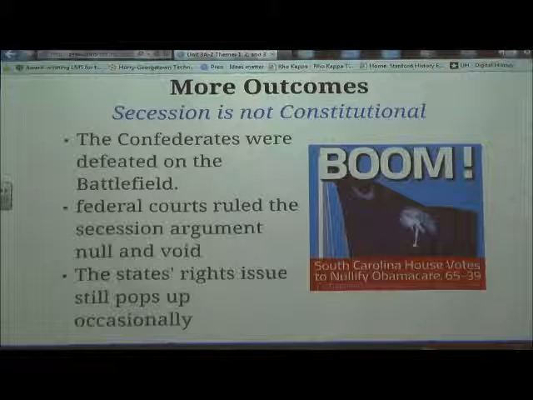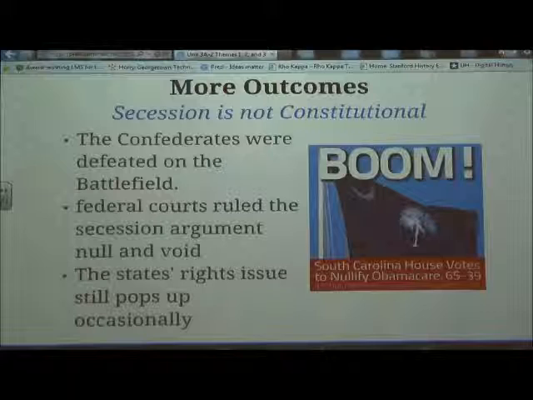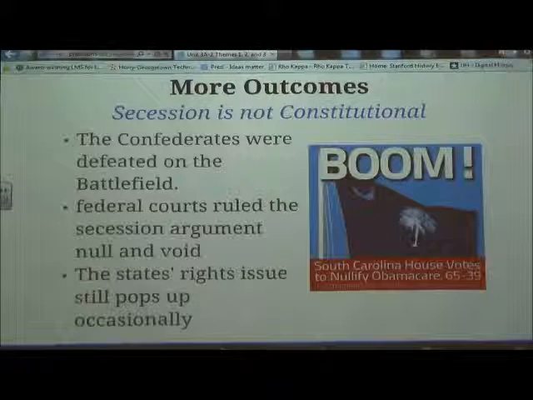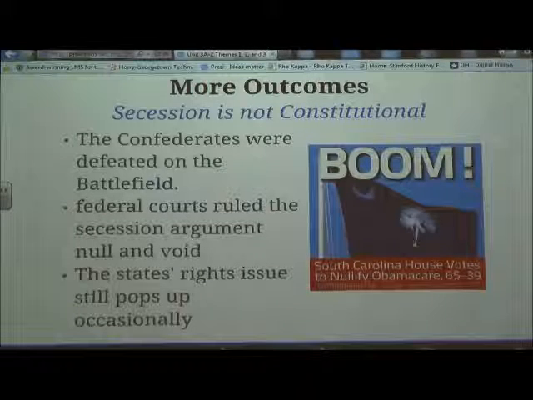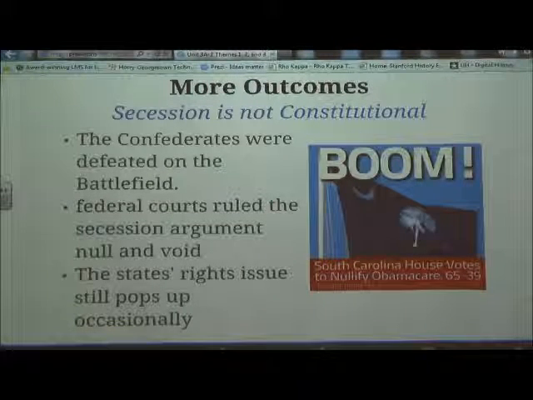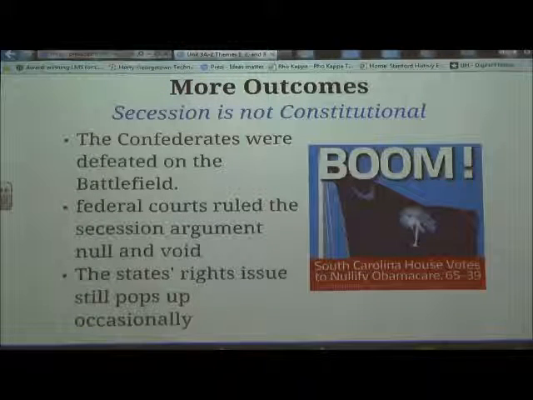More outcomes. Secession is declared as not constitutional. Might makes right, apparently. The secession is not constitutional. The Confederates were defeated on the battlefield. The federal courts ruled that the secession argument was null and void. However, the states' rights issue keeps popping up.